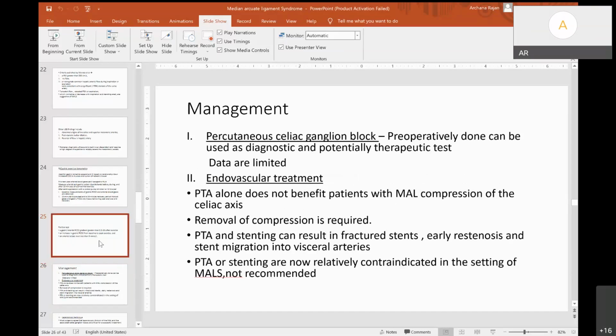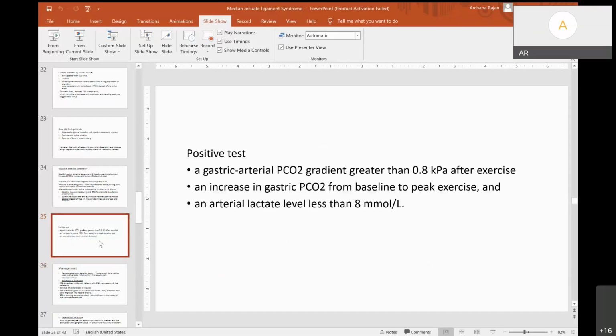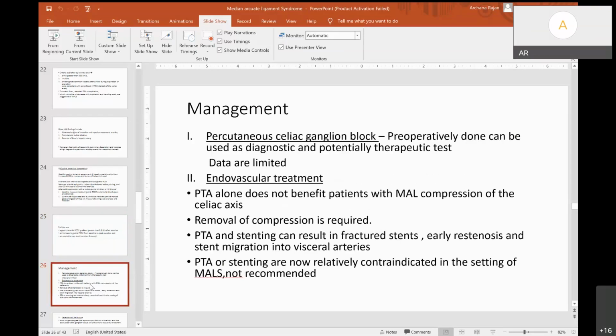So these are all the test investigations for median arcuate ligament syndrome. Then coming to the management part, the first one is the percutaneous celiac ganglion block. This can be done preoperatively, and some studies have done it preoperatively, after which patients have shown very much symptomatic relief after the release.